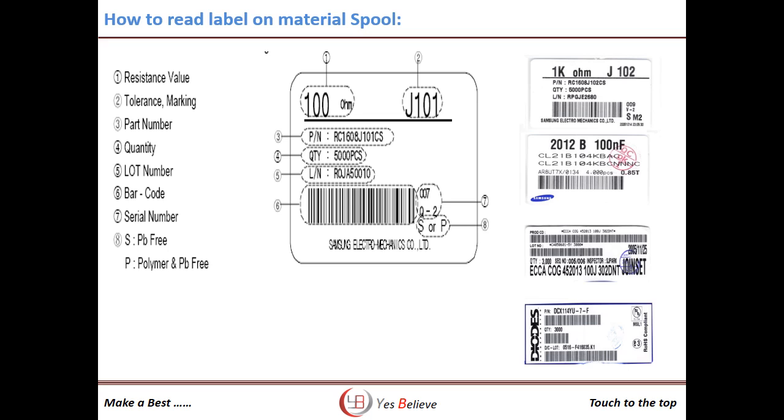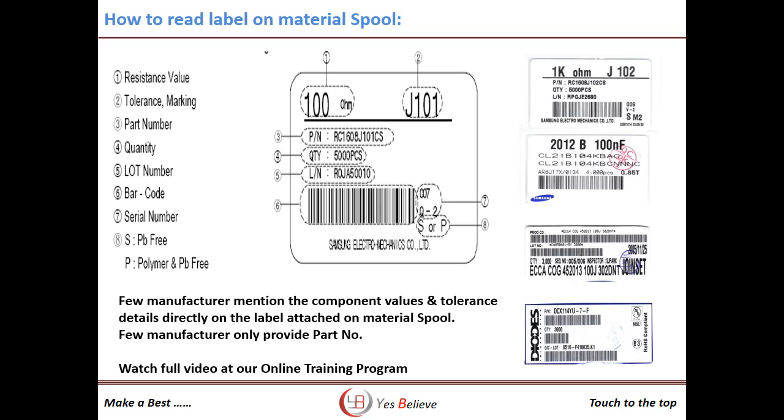Hence, the maker or manufacturer of the component attaches a label or information tag on the spools. A few manufacturers mention the component value and tolerance directly on the label attached on the material spool. A few manufacturers only provide the part number. How to read the part number and how to calculate the value of components is explained in the full video. To watch the full video, join our online training program.